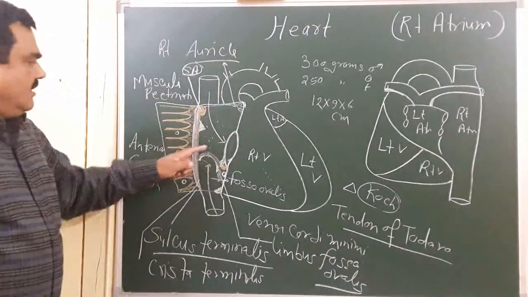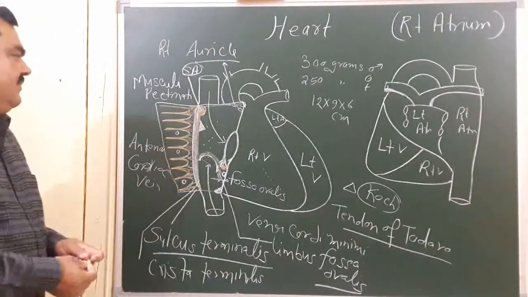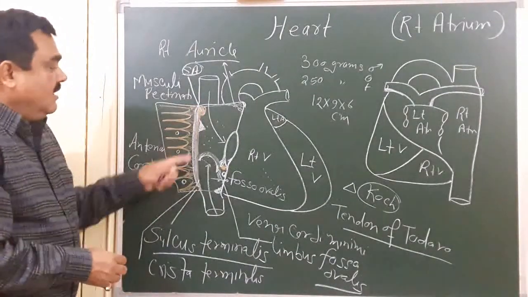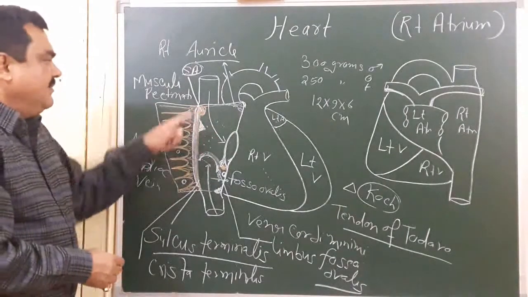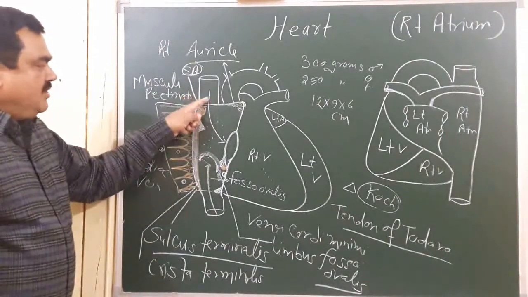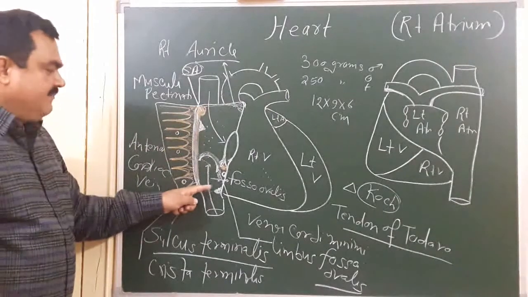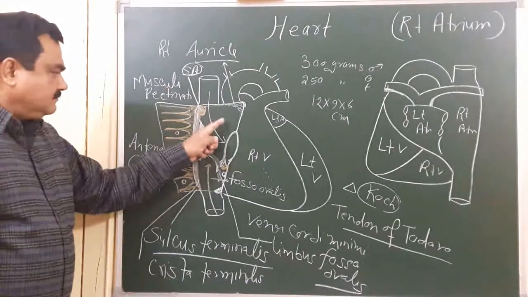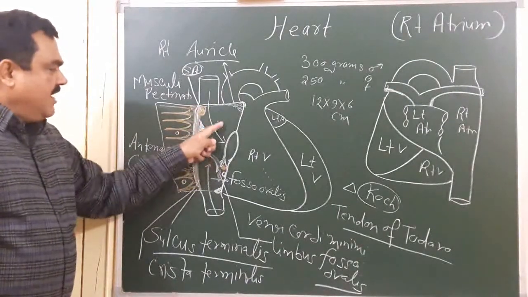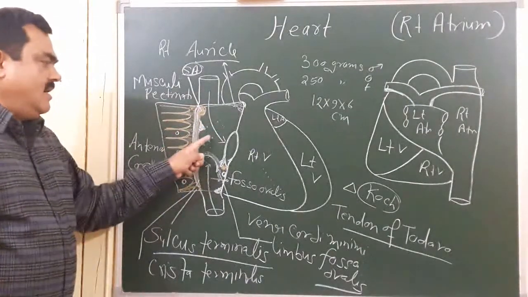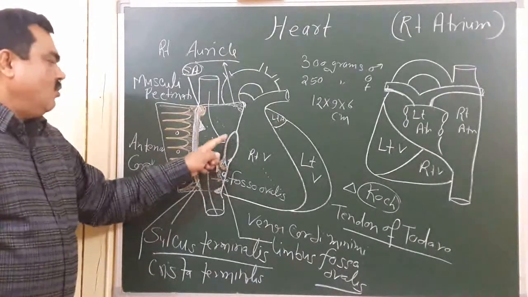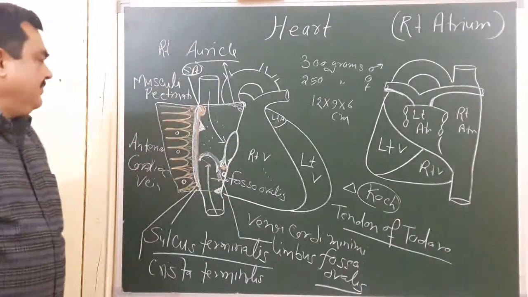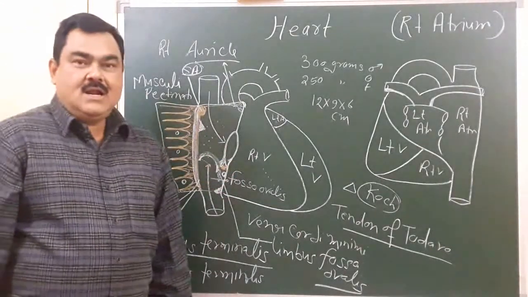And you can see in this diagram one important thing, the openings in the right atrium. Here in the right atrium, the superior vena cava, inferior vena cava, coronary sinus, and anterior cardiac vein open, and numerous venae cordis minimae open, and it also communicates through the atrioventricular orifice to the right ventricle. So this is all about the right atrium.